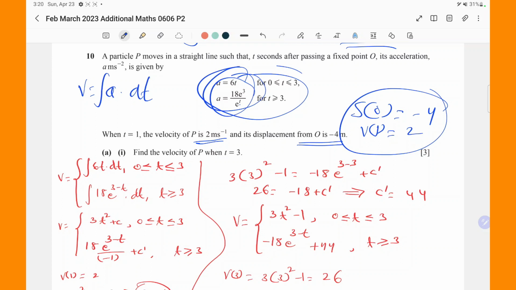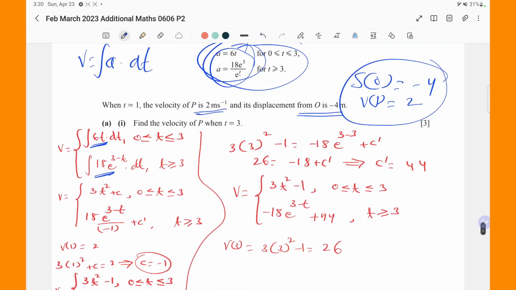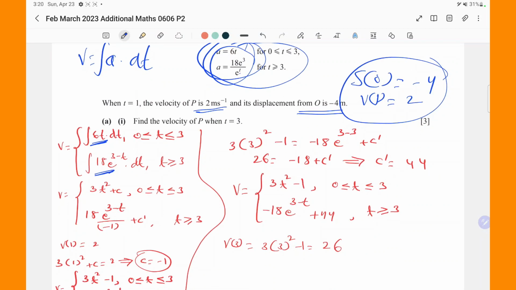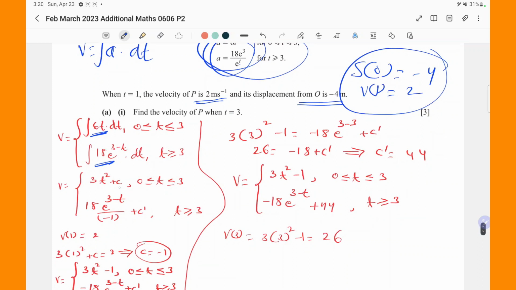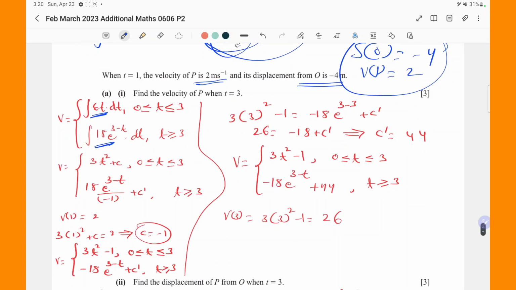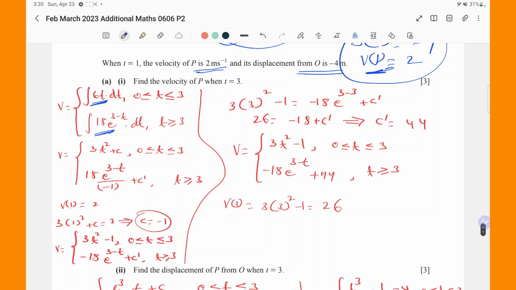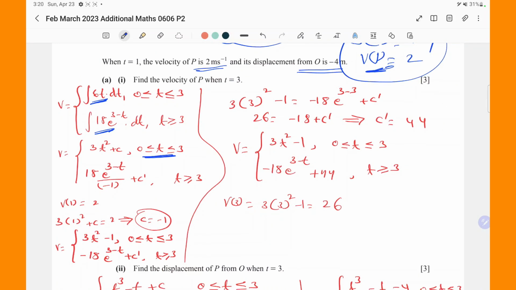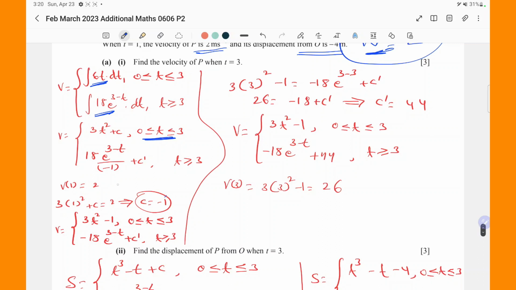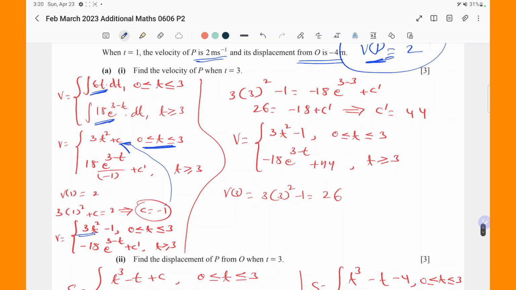So if you integrate that, 60 integration will be 3t square plus c, and 18 e to the power 3 minus t over minus 1 plus c dash, because I cannot write c again since c I have already taken. Now first we have to put 1 because v of 1 is given. So put v of 1 over here. So 3 times 1 square plus c, which is c minus 1. Just put back this c over here, and you will get this, and this is minus 18 e to the power 3 minus t plus c dash, for t greater than 3.